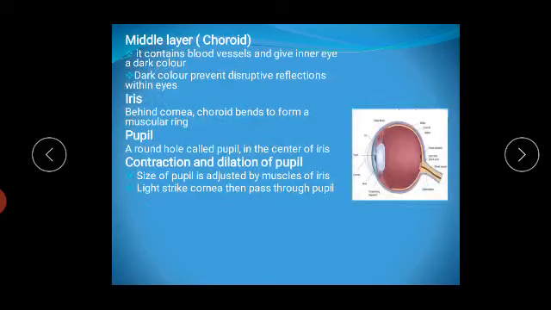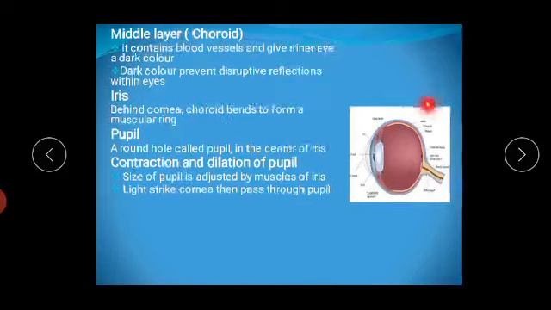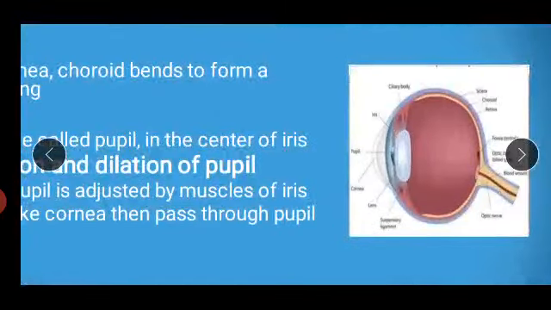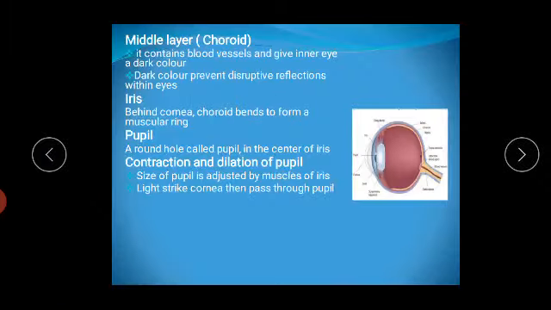Now coming towards the middle layer of the eye. The middle layer of the eye is also called the choroid layer. You can see from the diagram, this one is the first layer, sclera and cornea, and this one is the second layer, choroid. Choroid is the middle layer. It contains blood vessels and gives the inner eye a dark color. Dark color prevents disruptive reflections within the eye.